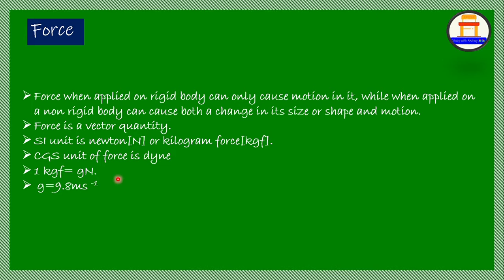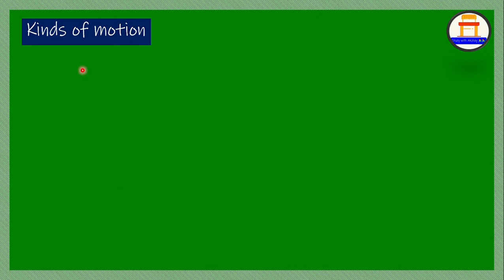So let's move ahead further. Kinds of motion. So force is applied and motion is created. What are different kinds of motion which will be experienced when force is applied? Linear or translational motion, rotational motion. So let's see each of them in detail now.